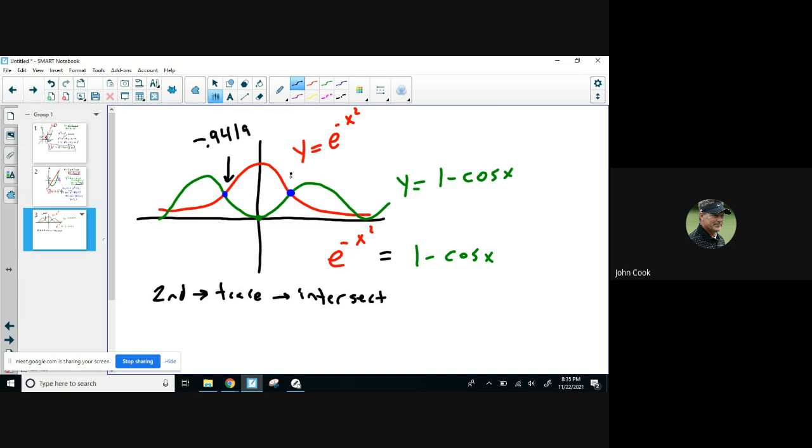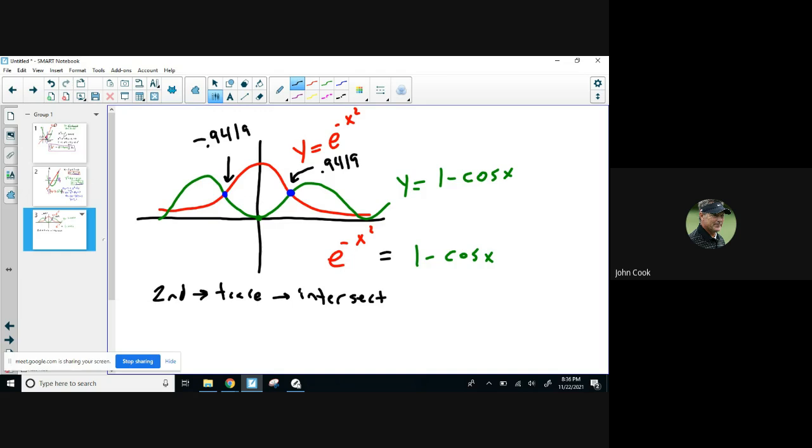And I'm willing to bet you anything that this is symmetric, so I bet that that's 0.9419. Yeah, I bet you anything. Well, I'm gonna try it again. So I'm gonna hit second and then trace, intersect, and then I'm gonna use the cursor and go over to that right intersection point. And I bet that that's where it is. Yeah, according to this, it is 0.9419 again. Okay, so now I know the upper bound and the lower bound on my integral.